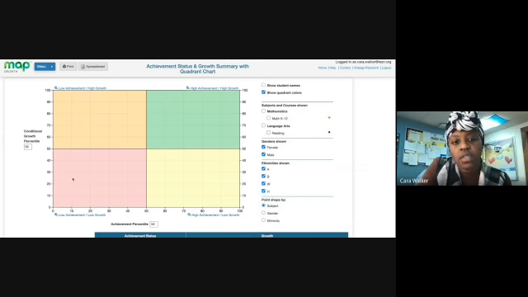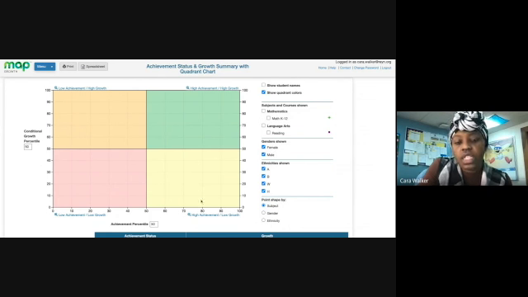So if you have a student who falls into this area, they have low growth and low achievement. They performed low, and then they also have not shown adequate growth according to the RIT scale. If you have a student in this quadrant, it's low achievement, but they showed high growth. So they are still performing maybe under grade level or below grade level. However, they are learning, and it's showing that they have grown while in your classroom.